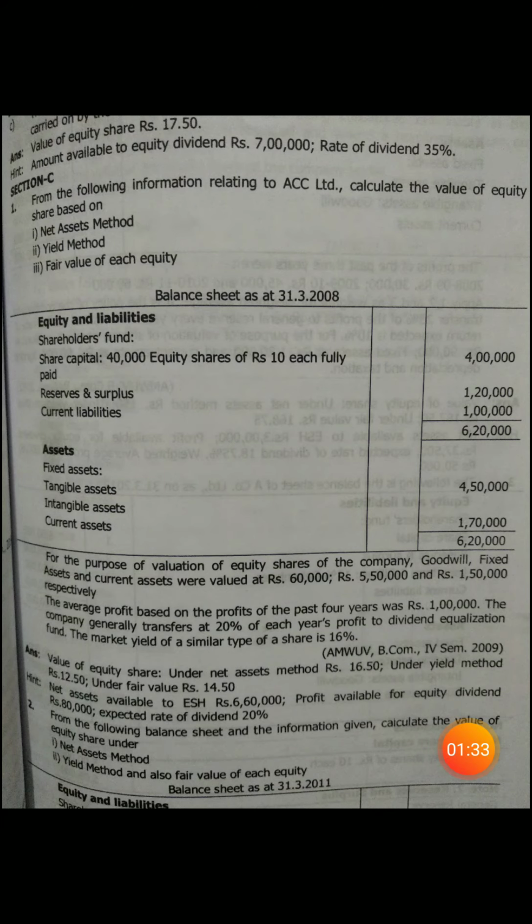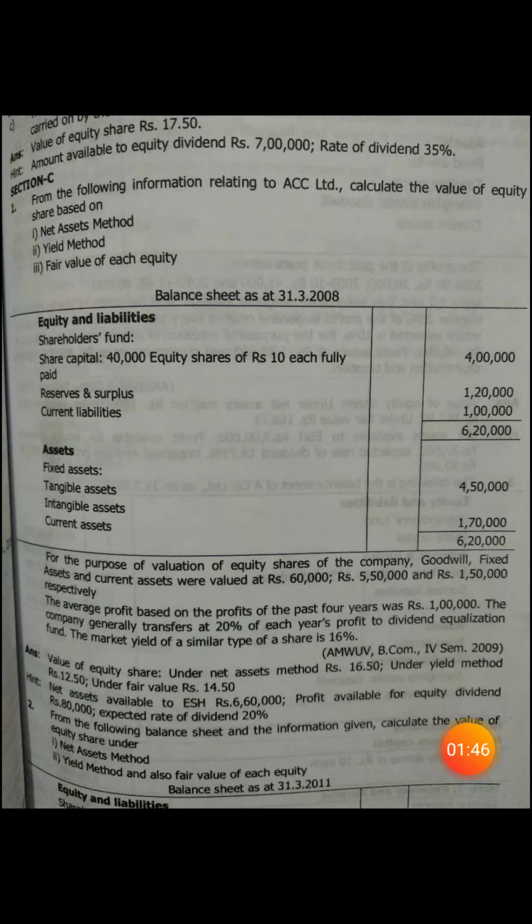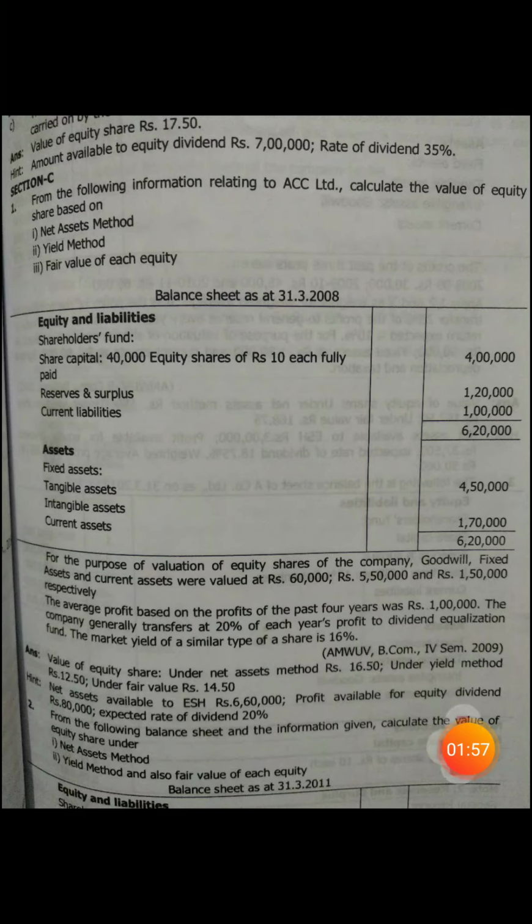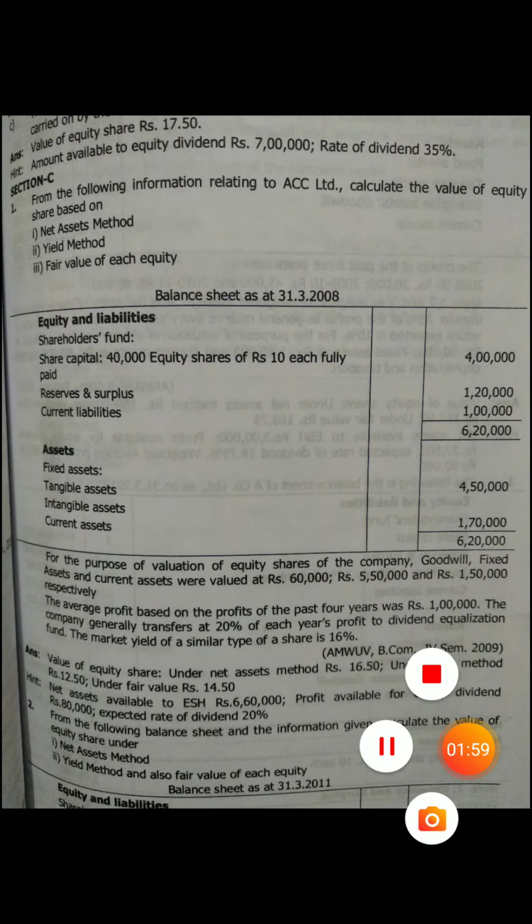Again, he is saying that the average profit based on the profits of the past 4 years was rupees 1 lakh. The company generally transfers 20% of each year's profit to dividend equalization fund. Okay. And the market yield of a similar type of share is 16%. So with this given data, we need to find out the net asset method, yield method and fair value of each equity.